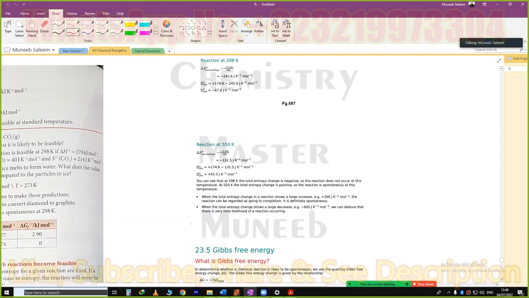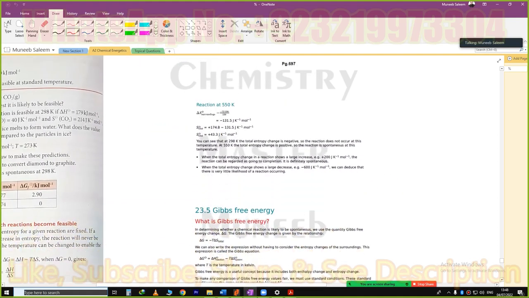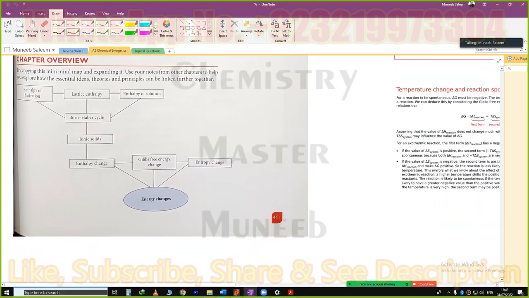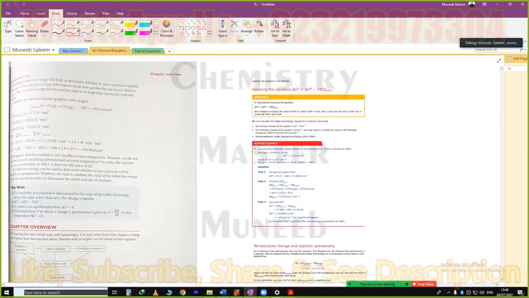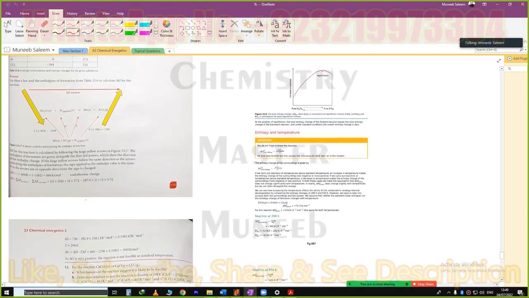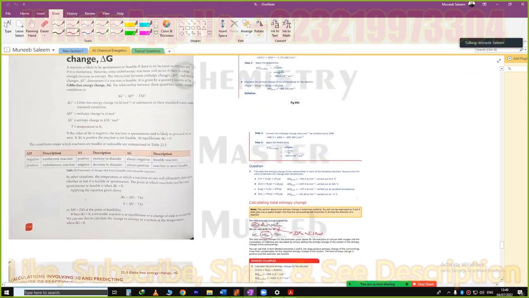I want to cover quickly the Gibbs free energy as well. Okay. What is Gibbs free energy? We are about to start Gibbs free energy, so you will know what it is.